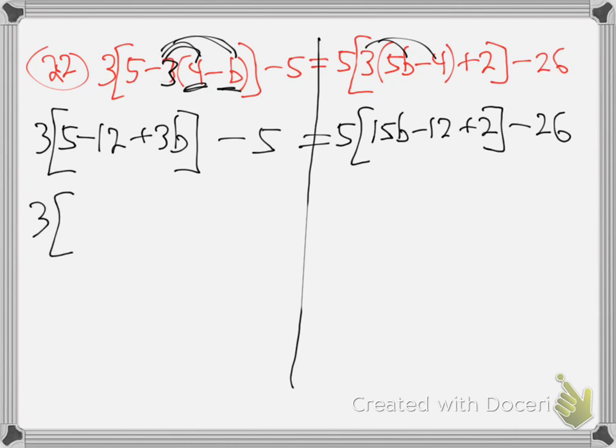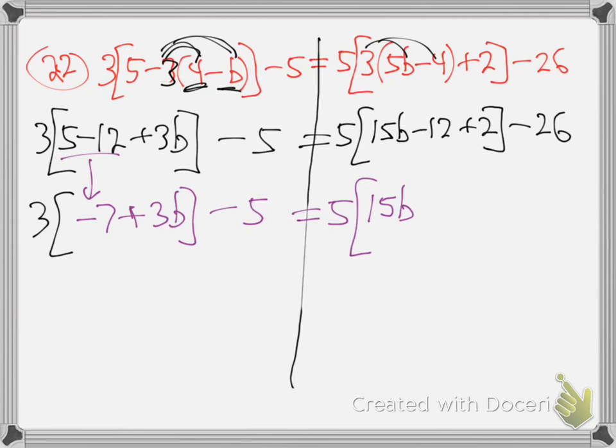Now, I'm going to keep going here. Did you combine like terms? 5 minus 12, exactly. Minus 7 plus 3b. Same thing here. 15b minus 12 plus 2 is minus 10. Good to there.